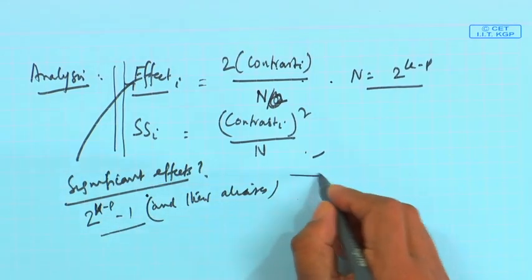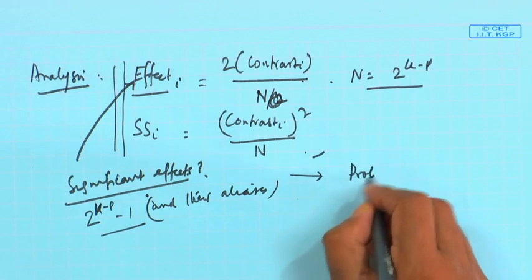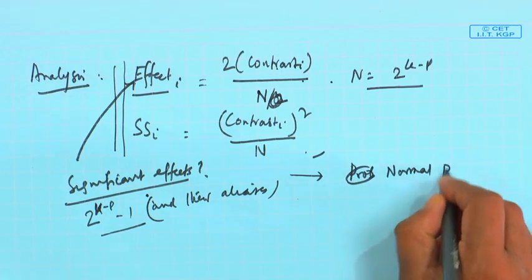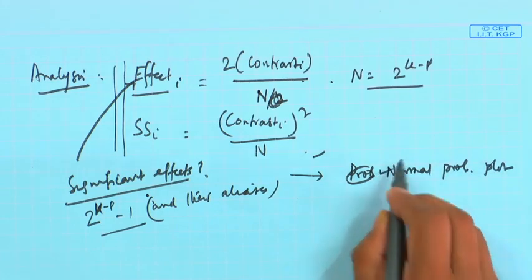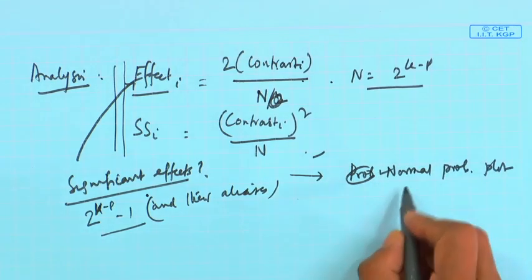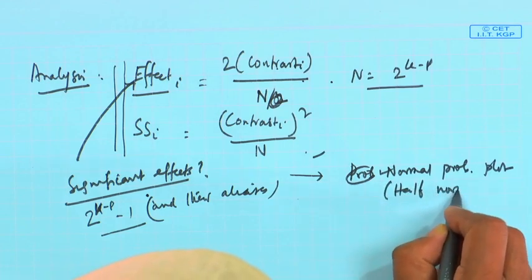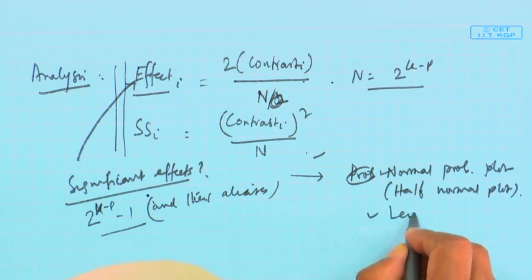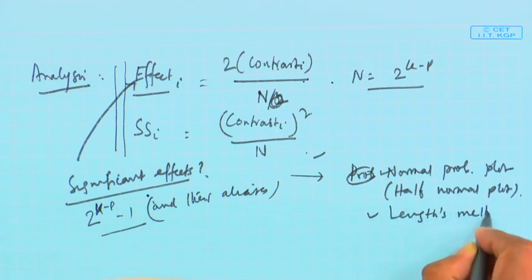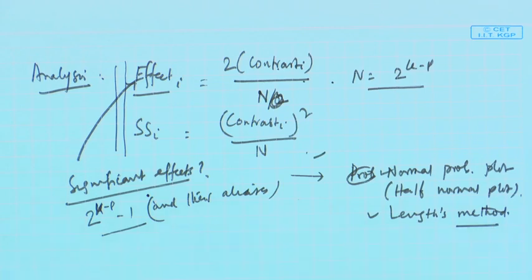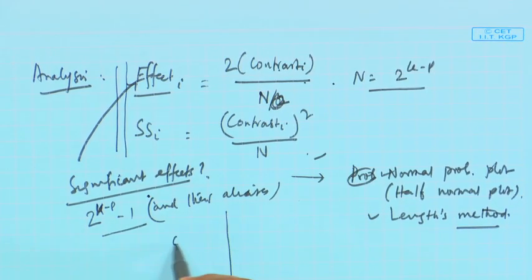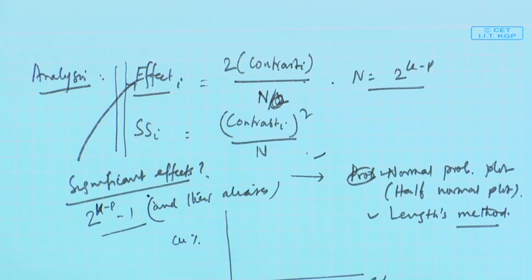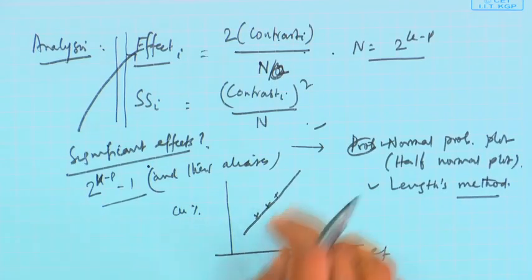The concept is that you go for a probability plot, a normal probability plot, which is basically known as the half normal plot. Half normal means that you take the mod value of the effects. Another method is known as Lenth's method. We have discussed the normal probability plot, where this is the cumulative percentage and this side the effect. The effects which lie along this straight line are insignificant.